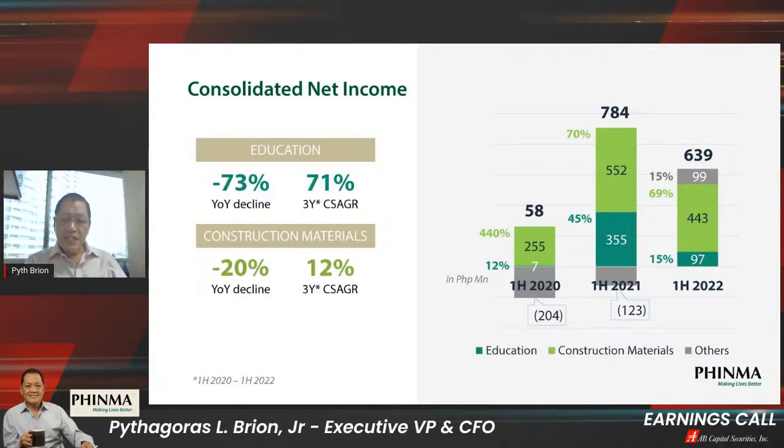Total net income of 639 million came largely from the construction materials business, 443 million, slightly lower than last year, again because of increases in materials, particularly also in energy as well as in FX. Education contributed 97 million. You might be surprised how much lower it might be compared on a year-on-year basis. But again, there is that reduction in class months or revenue months this year compared to last year.